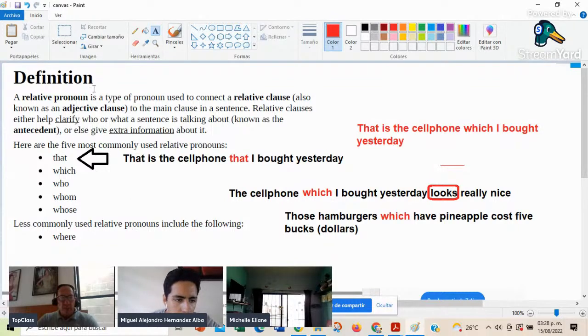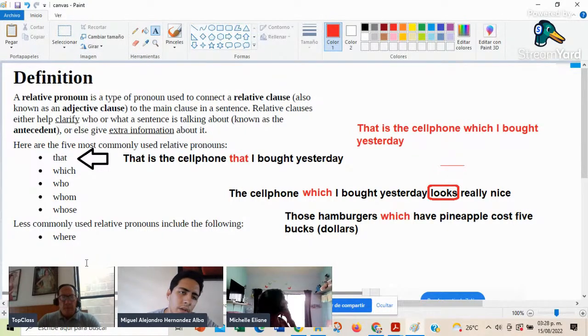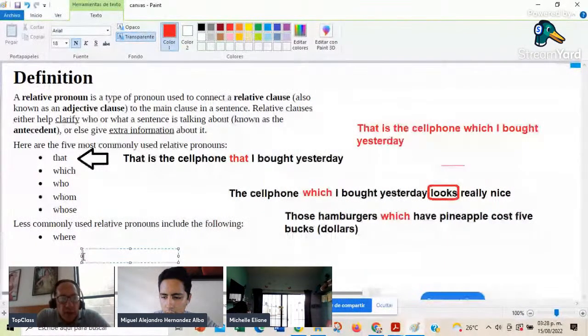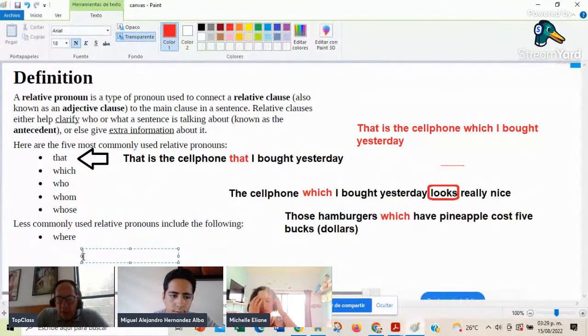Well, we saw who. Who and that are interchangeable, right? Yeah, but I think that you can only use who when you are talking about people. Exactly. And that is for things, objects and people too. Exactly. That's perfectly right. So, can you please give an example with who?